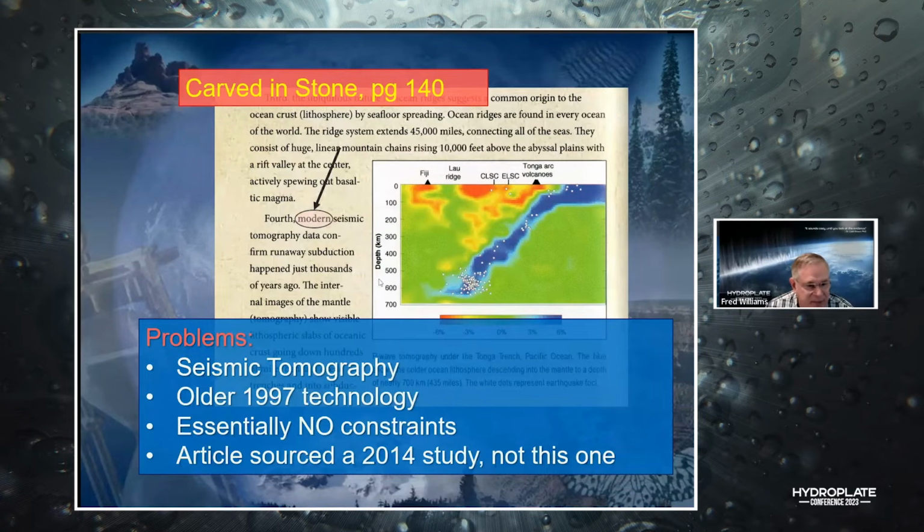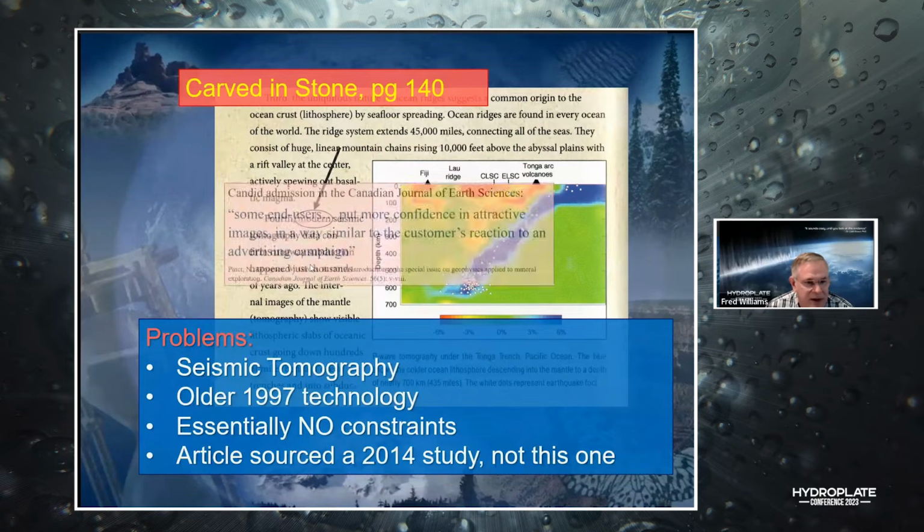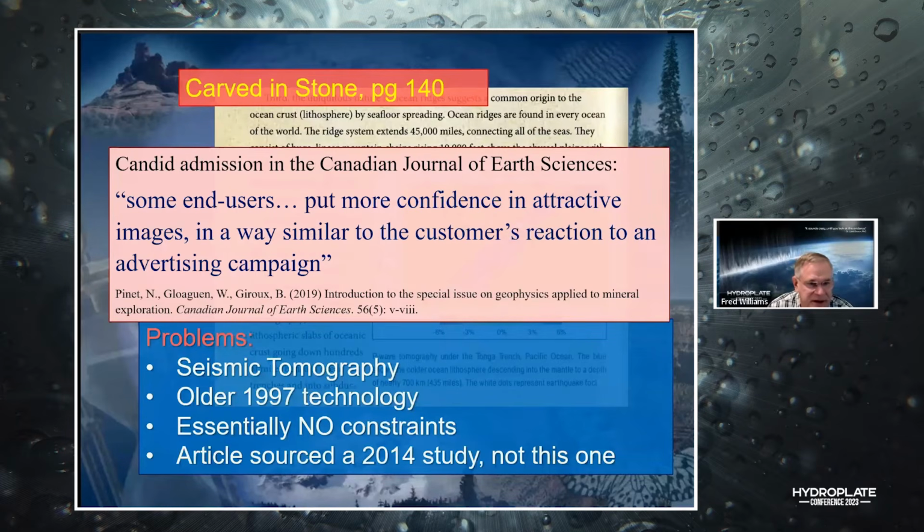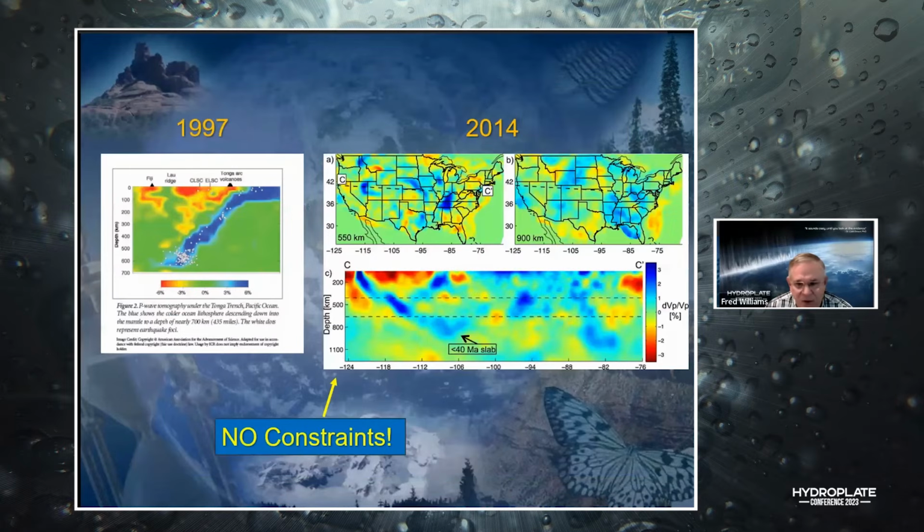And again, I'm objecting because the article sourced in his book was to a 2014 study that had nothing to do with this image. I like this candid admission in the Canadian Journal of Earth Sciences: some end users put more confidence in attractive images, in a way similar to the customer's reaction to an advertising campaign. Now, let me make it clear, I'm not questioning Clary's integrity at all. I really want to make that clear, but I believe his footnote should be corrected and perhaps change modern seismic tomography to simply seismic tomography.